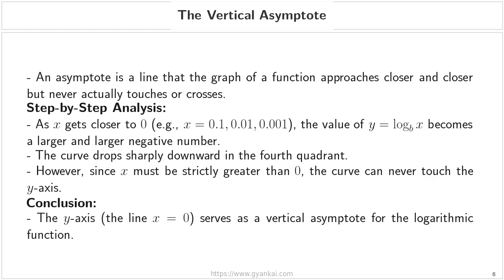This leads us to our conclusion. The y-axis, which is mathematically represented by the line x equals 0, serves as the vertical asymptote for the logarithmic function. Understanding this boundary is essential, as it highlights the fundamental difference between logarithmic and exponential functions, which we will explore further when we discuss their symmetry in the next slide.